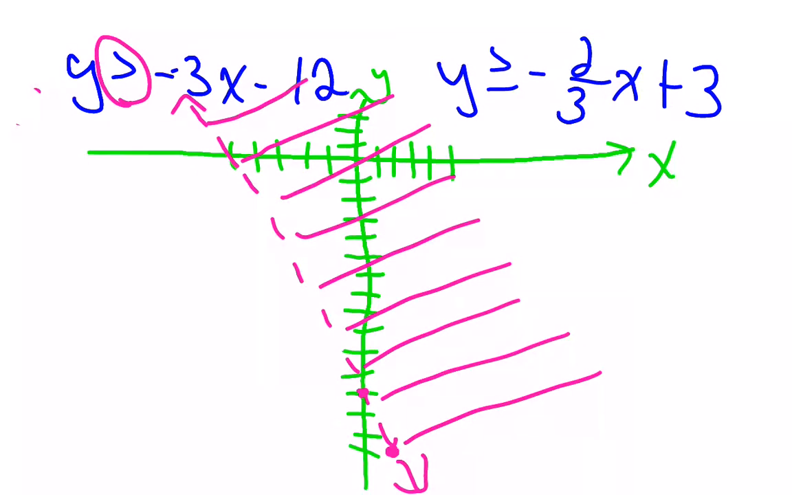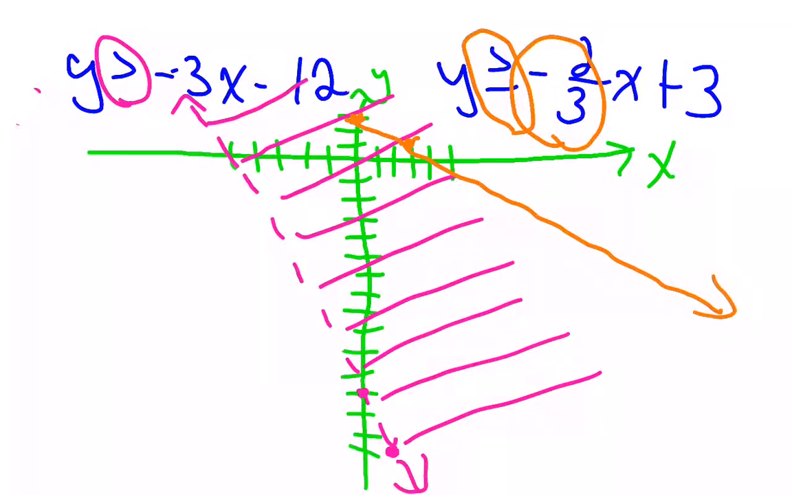All right, now let's graph the other one. So here we're going to start at 3 and make our point there. And then our slope is negative 2/3. That means we're going to go down 2 and over 3. Remember that only one of them is negative. And then this one is solid because it's greater than or equal to. So this one gets a solid line.